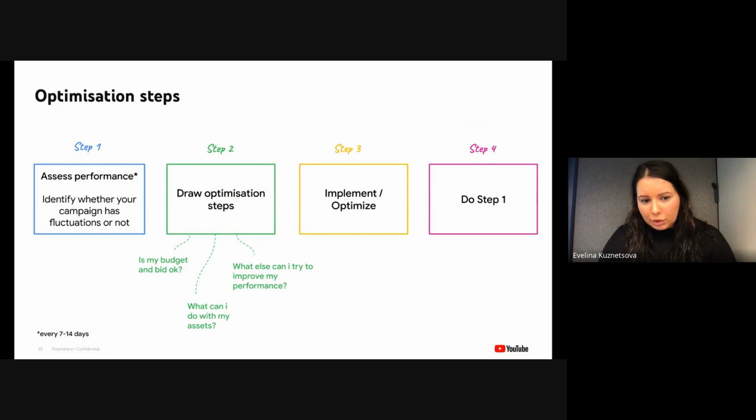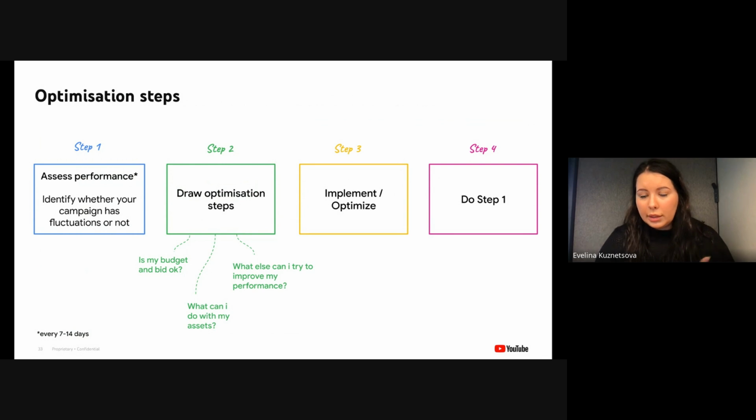You ask yourself a question: is my budget and bid okay? Is it in line with the best practices? Is it in line with what I think I can do? You ask yourself as well, what can I do with my assets? Am I missing something? Is there anything I can improve?